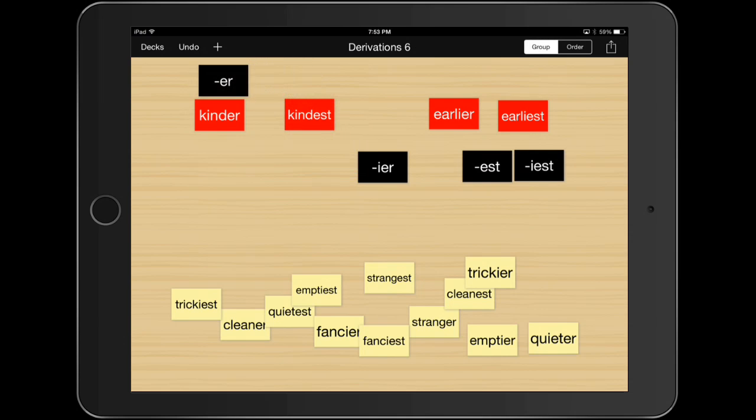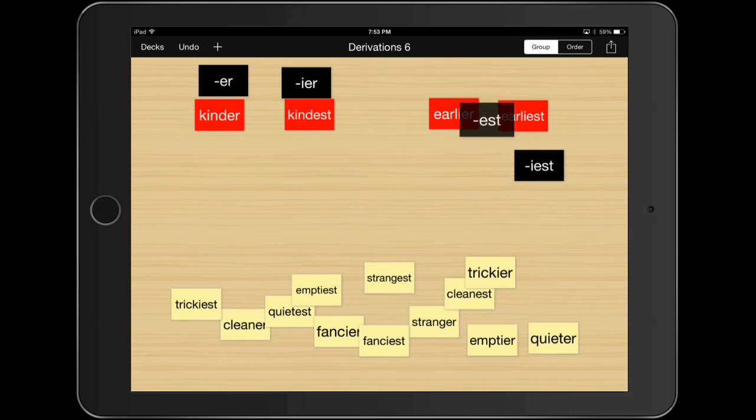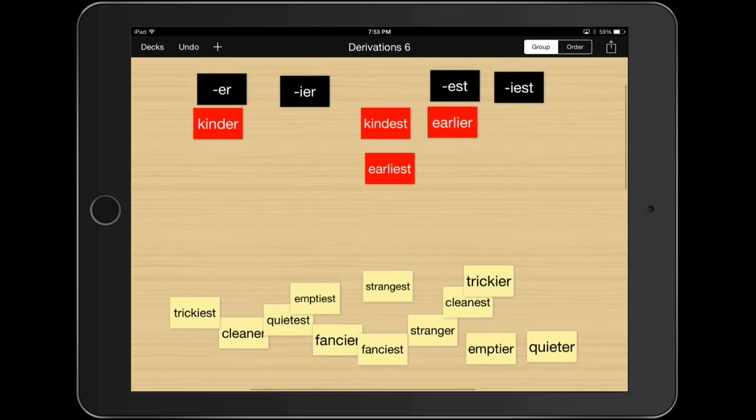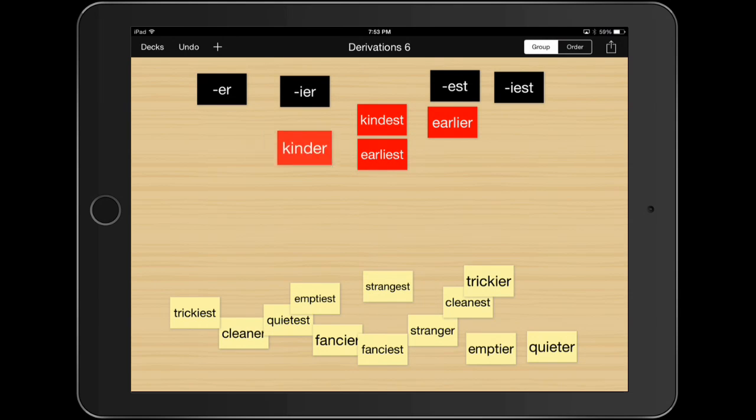It might help to take a look at these words. What do you notice? Tomorrow, be ready to share what you notice.